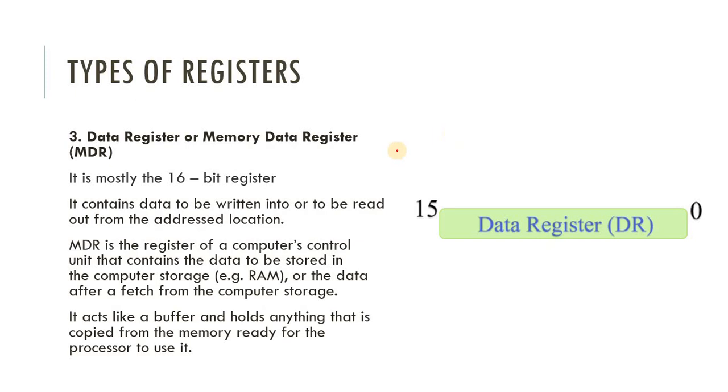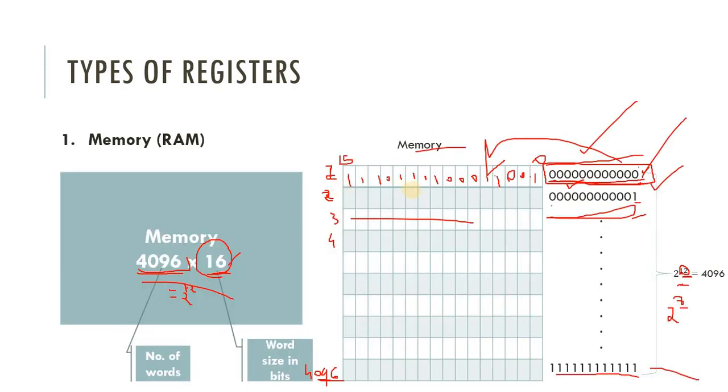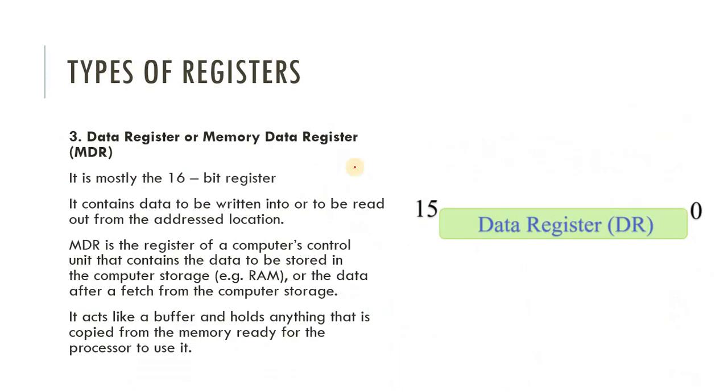Now next is the data register, or memory data register. Our data is stored in this memory, and as I said, one word contains 16 bits. So here this is a data value, and this data value has 16 bits. This is the first bit, second bit, third bit, fourth bit, up to 16. So we can say that the data register is mostly a 16-bit register because it holds 16 bits of data. It contains data written into or to be read out from the address location.